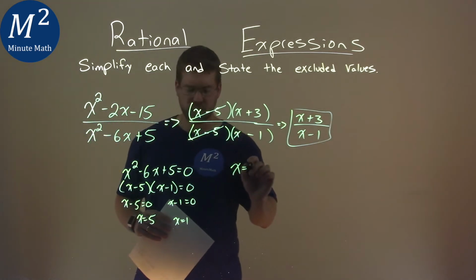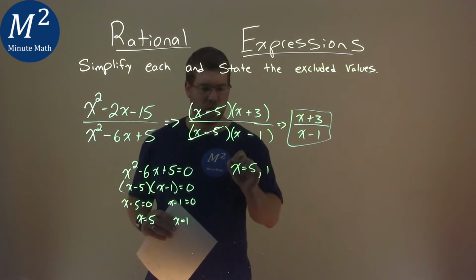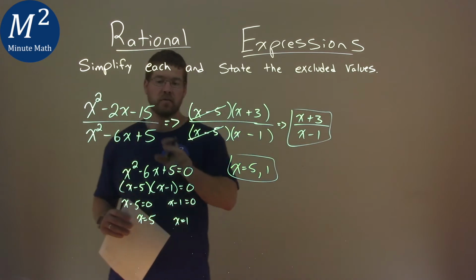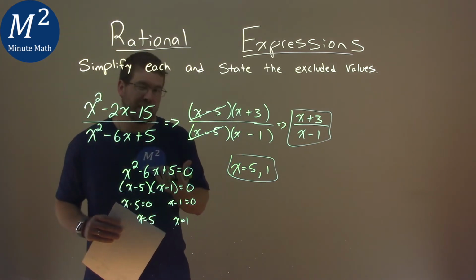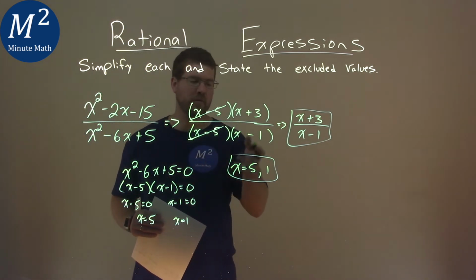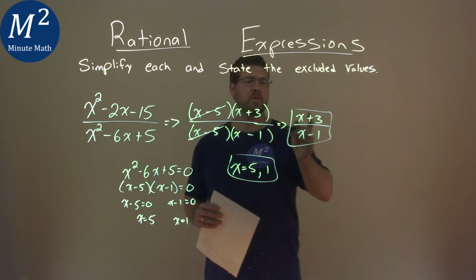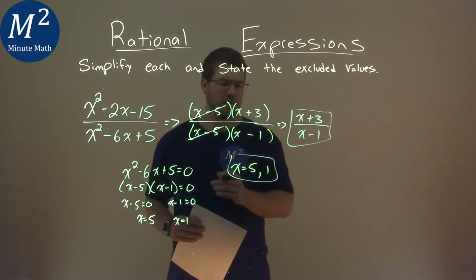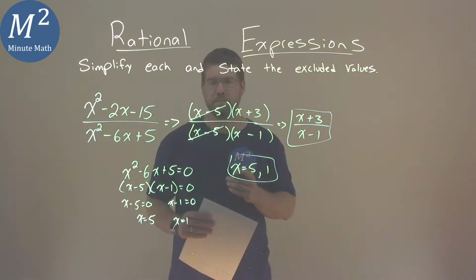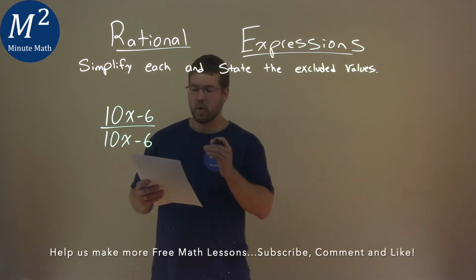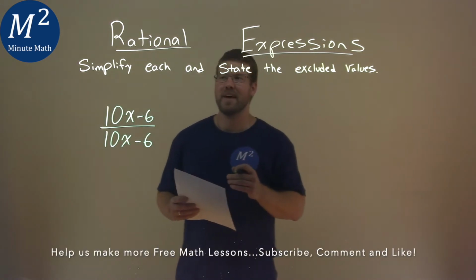So the excluded values, 5 and 1, are the values that, when we plug them into our original expression, cause our denominator to equal 0, meaning we can't divide by 0. Therefore, 5 and 1 are the excluded values. So our final answer here is x plus 3 over x minus 1, and the excluded values are 5 and 1.